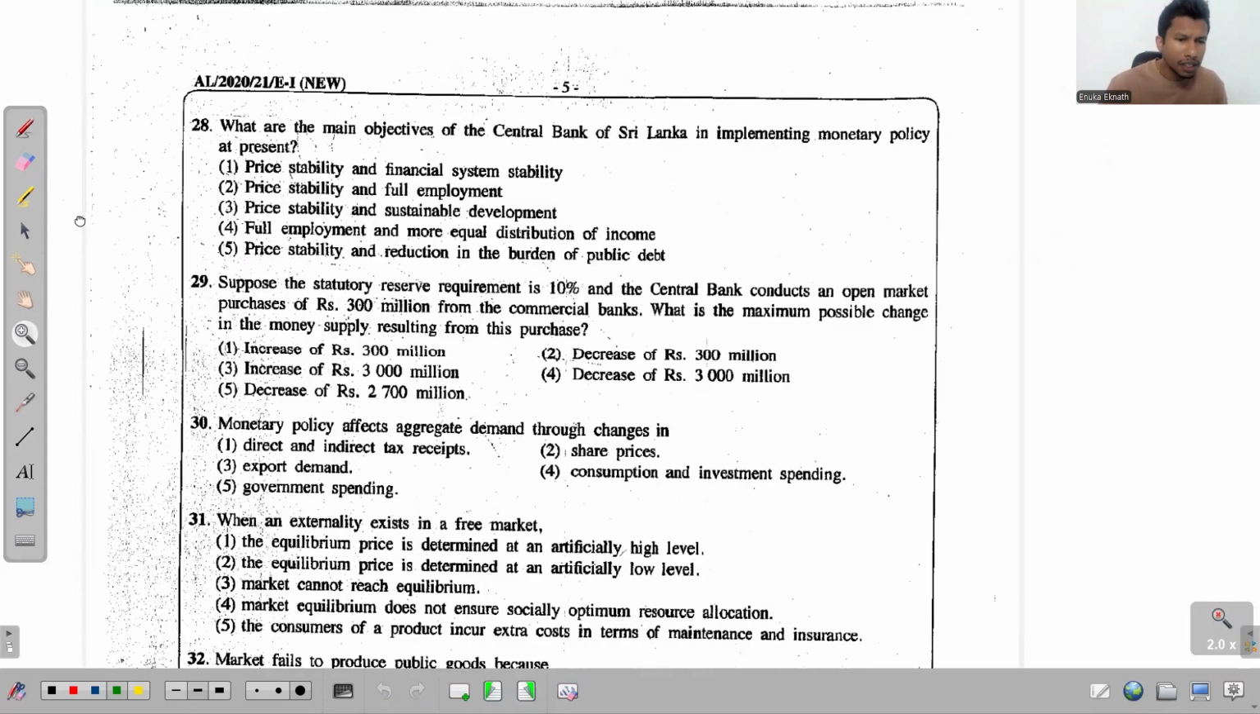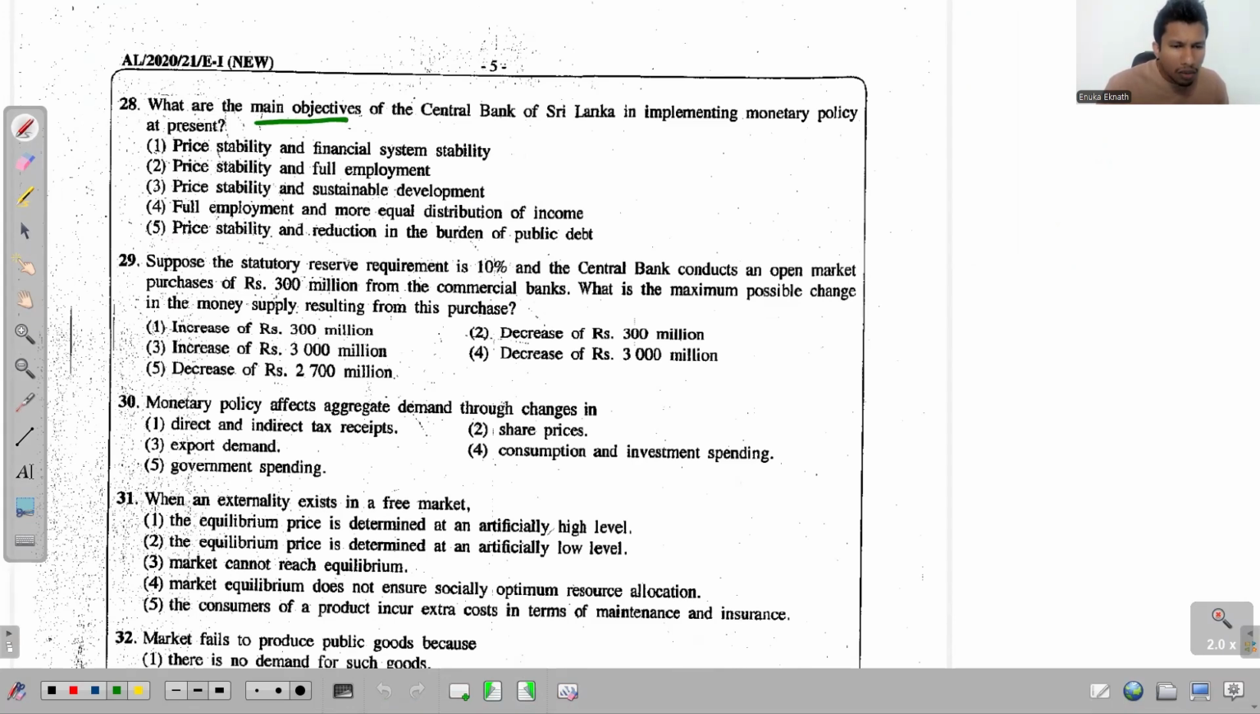In the 28th question, it says, what are the main objectives of the Central Bank of Sri Lanka in implementing monetary policy at present? See, there are only two main objectives. The first one is maintaining price stability, and the second one is maintaining the stability in the financial system. So these are facts. As I always say, you just need to go through the note to find the answers to such questions, and there's no particular logic here.